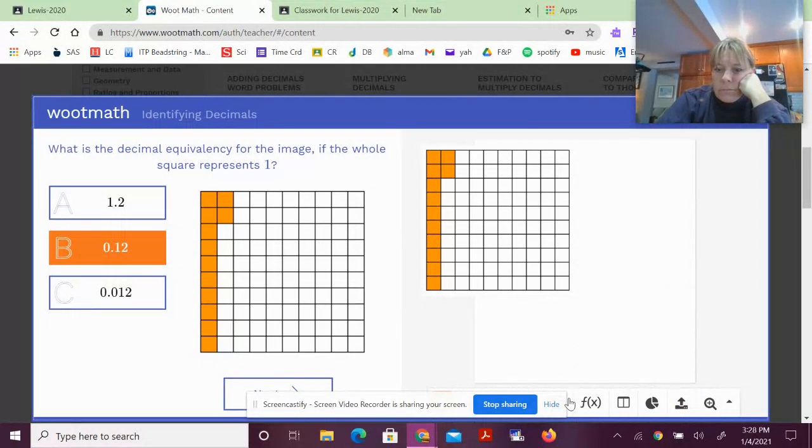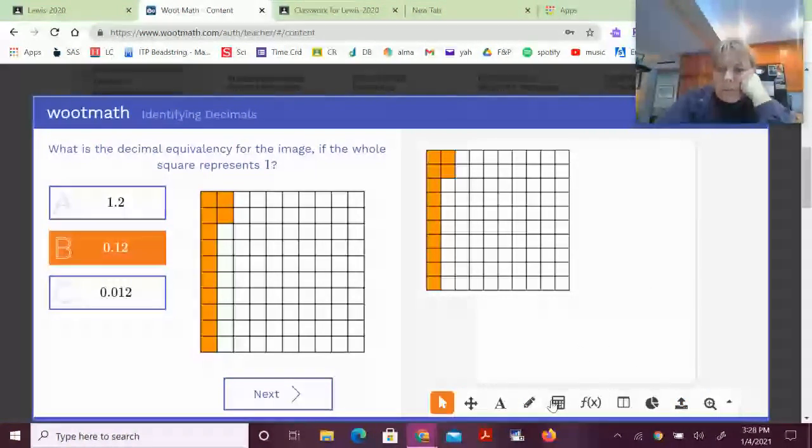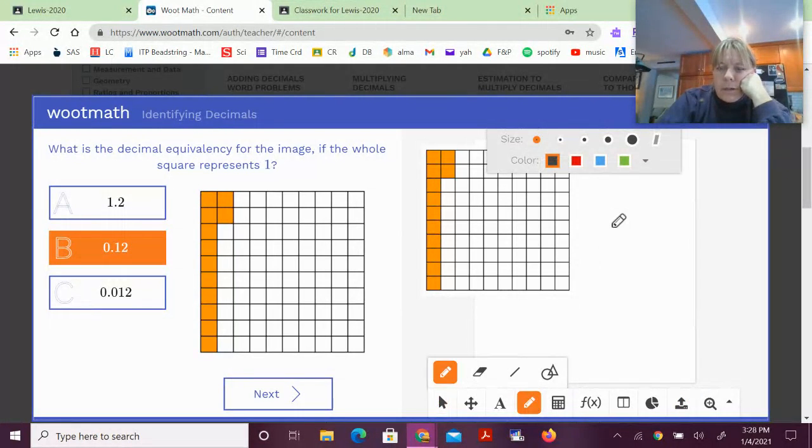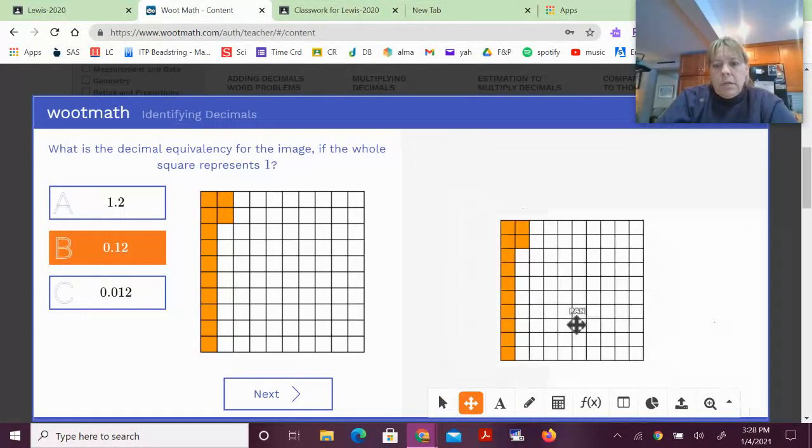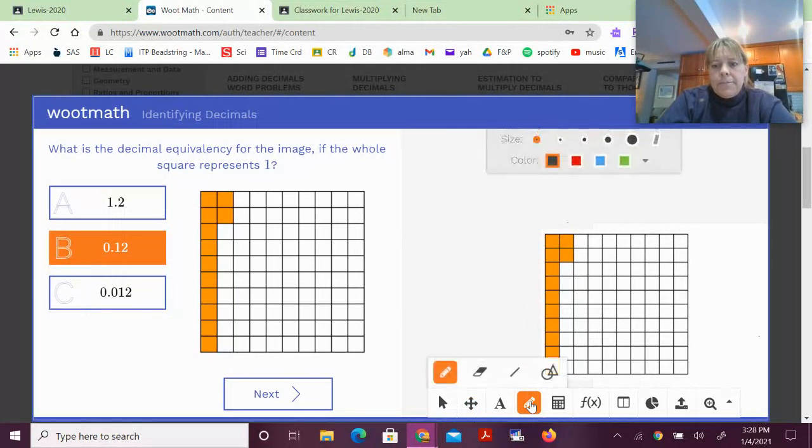I've got some, find my pen. Got some areas here that I can shade. So let me, one sec. Drag this box out of the way. Okay. So now you can see we've got 12 hundredths there.